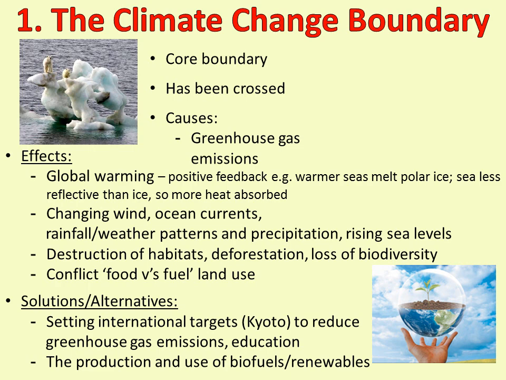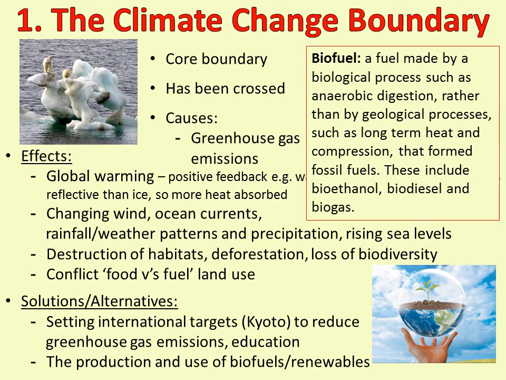The climate change boundary. As we have crossed this core boundary, even if we completely stopped releasing greenhouse gas emissions, primarily from the burning of fossil fuels, average global temperatures and sea levels would still continue to rise for many years, decades or longer to come. There is a lot of political pressure, including setting international targets for the reduction in greenhouse gas emissions, such as the Kyoto Protocol in 1997, but it is argued that more could be done to develop alternatives such as biofuels, a fuel made by a biological process such as anaerobic digestion rather than by geological processes such as long-term heat and compression that forms fossil fuels.